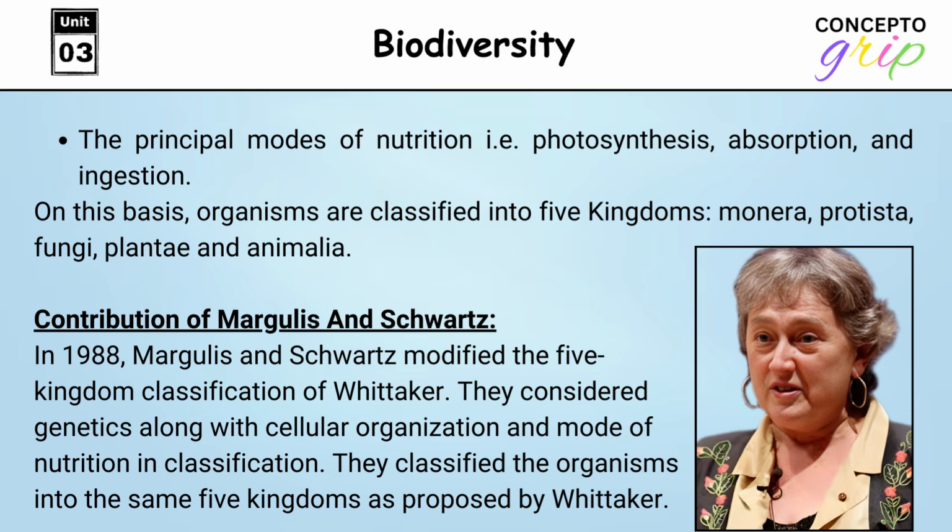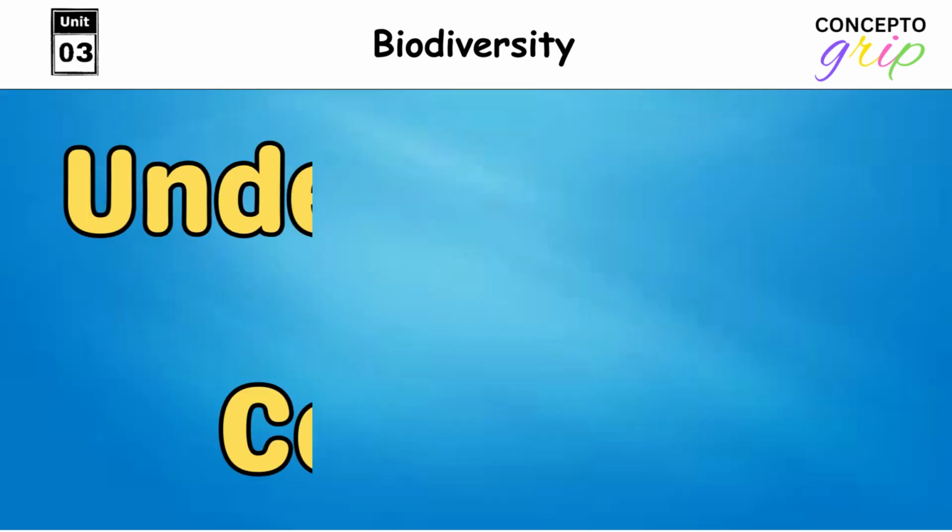Contribution of Margulis and Schwartz. In 1988, Margulis and Schwartz modified the five kingdom classification of Whittaker. They considered genetics along with cellular organization and mode of nutrition in classification. They classified the organisms into the same five kingdoms as proposed by Whittaker.